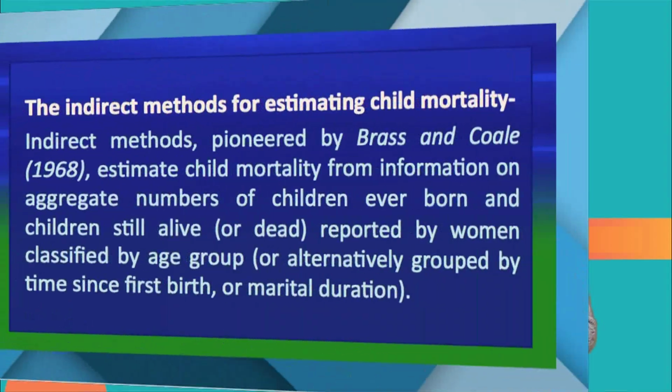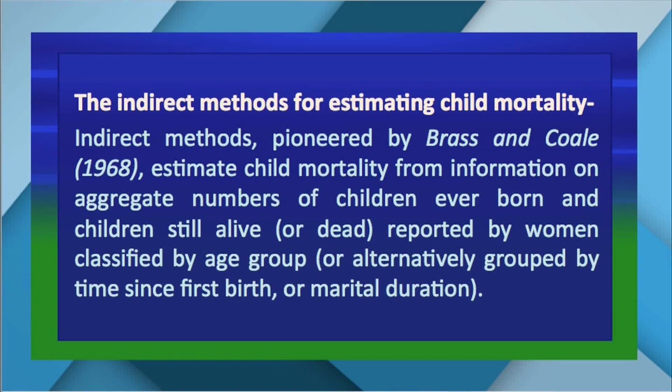Then we come to the indirect methods for estimating child mortality. Indirect methods pioneered by Brass and Coale in 1968 estimate child mortality from information on the aggregate numbers of children ever born and children still alive or dead reported by women classified by age group, or alternatively grouped by time since first birth or marital duration.